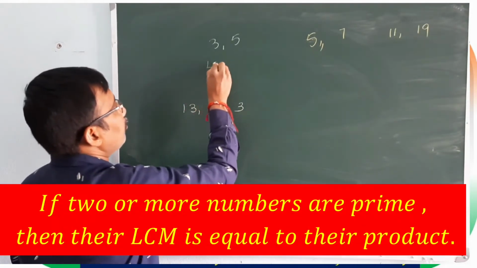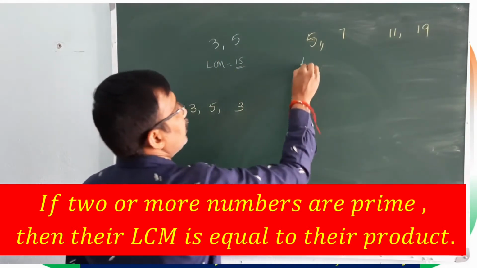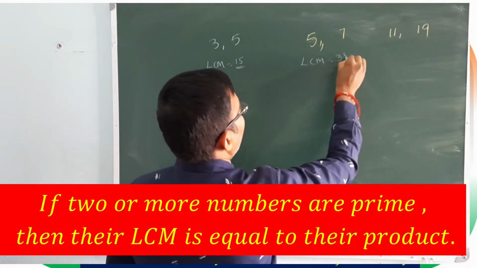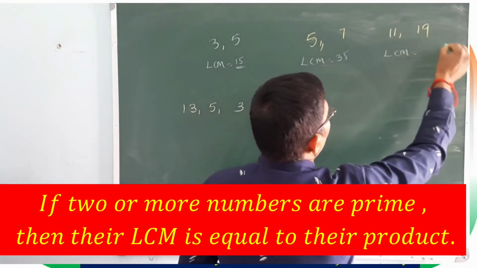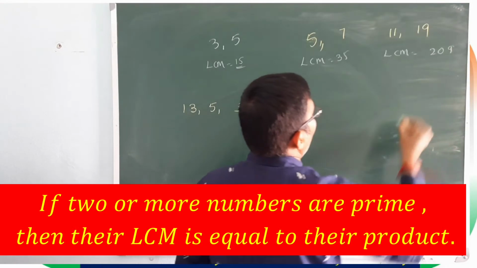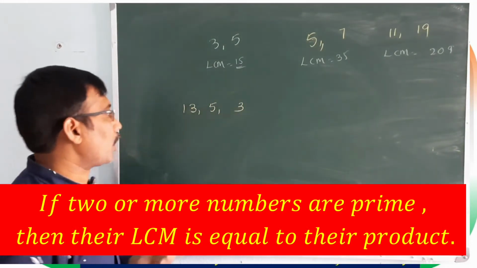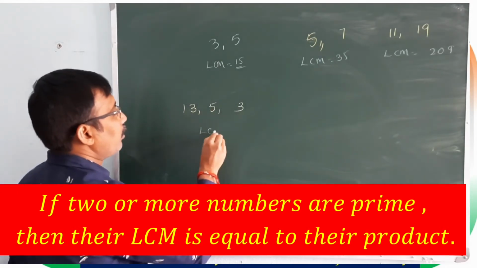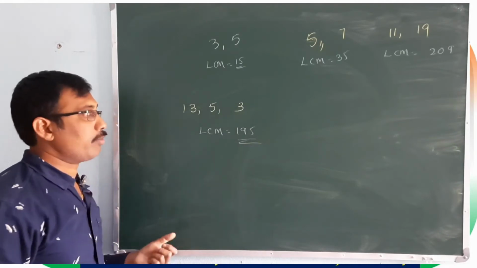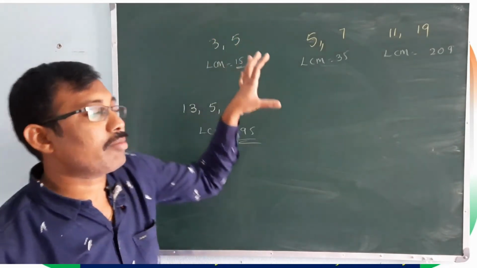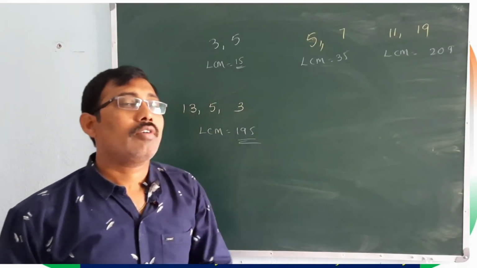For example, LCM is equal to 3 5 is 15. This is the answer. LCM product 5 7 is 35. LCM 209. So when prime numbers are given, their LCM is equal to their product. Here 13 5 is 65, 65 3 is 195. 195 is the answer, LCM of these three numbers. Okay. When the numbers are prime numbers, their LCM is equal to their product. This is one of the rules.